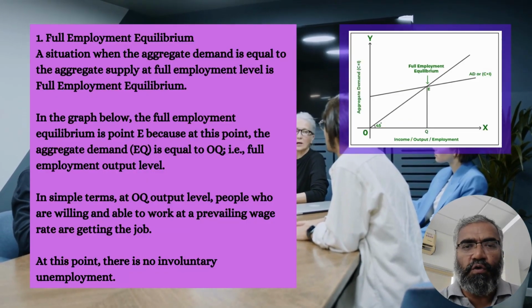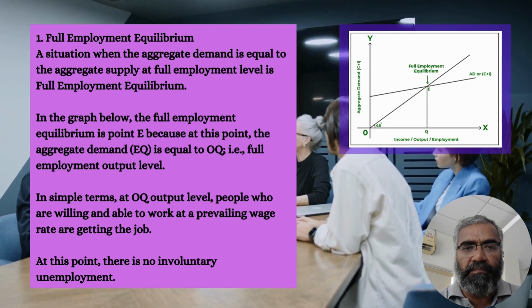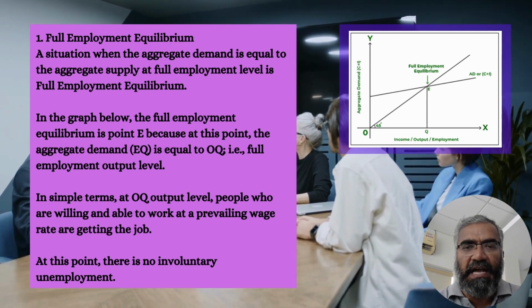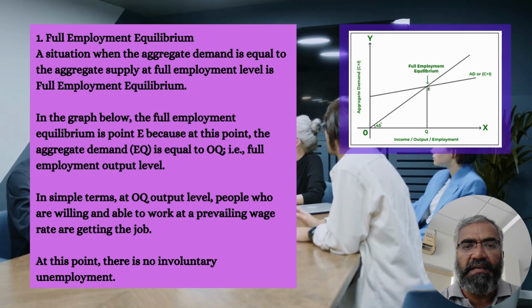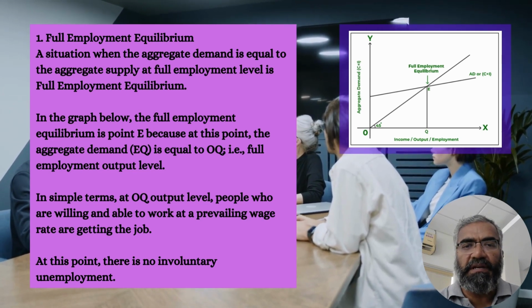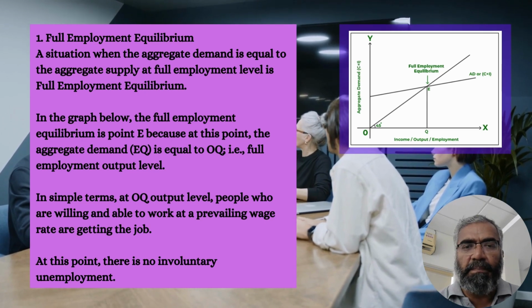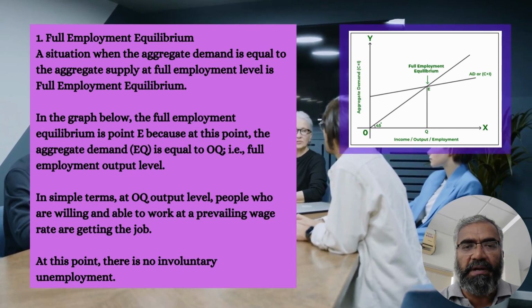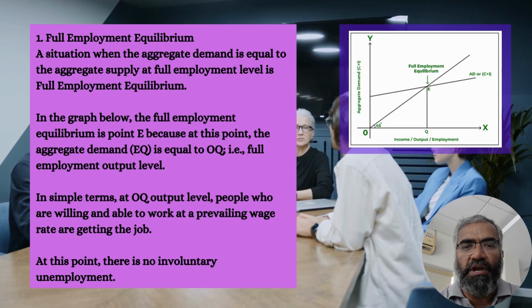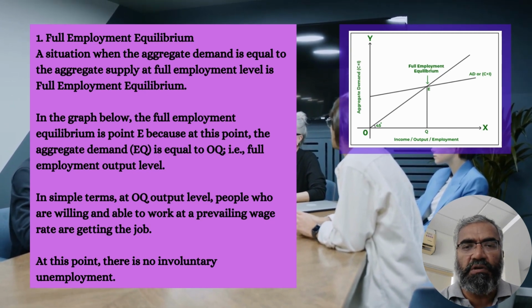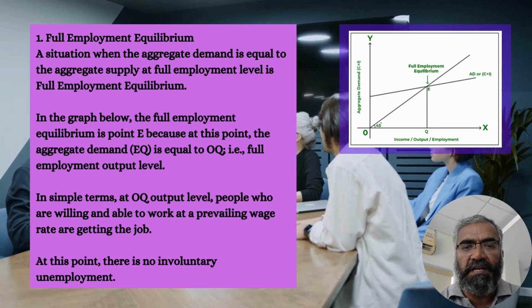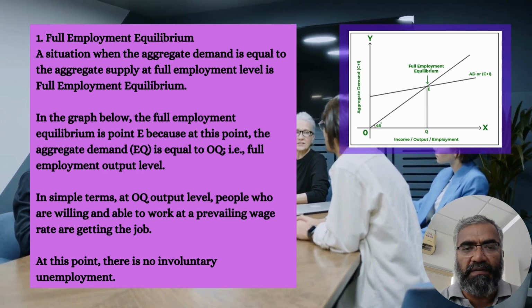Number one, full employment equilibrium. A situation when the aggregate demand is equal to the aggregate supply at full employment level is full employment equilibrium. In the graph below, the full employment equilibrium is point E, because at this point the aggregate demand EQ is equal to OQ, that is full employment output level.